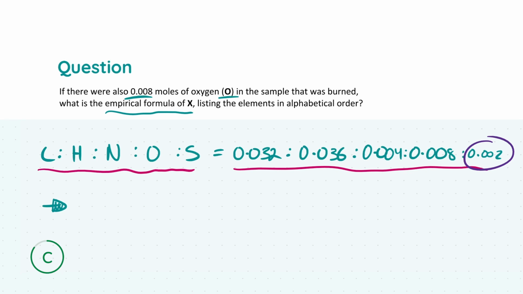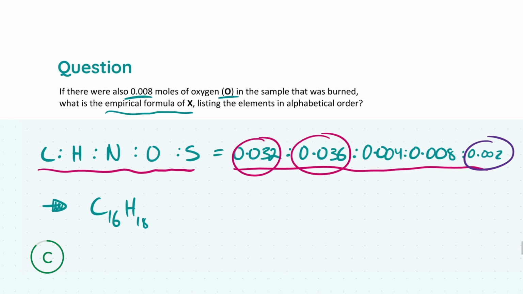What we're going to have first is carbon. And if we divide the first term here, so I'll just circle it here, 0.032 by 0.002, what you're going to come out with is carbon, and there's going to be 16 of them. And repeating the process for the next one, we're going to have hydrogen here, and dividing this 0.036 by our 0.002, you're going to come out with a total of 18.